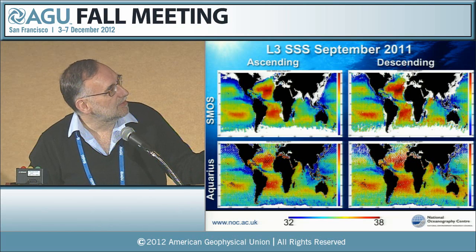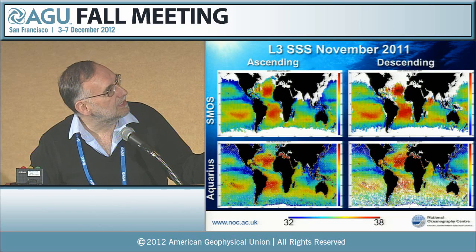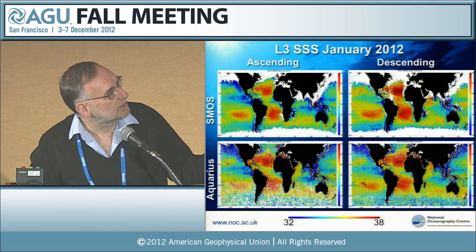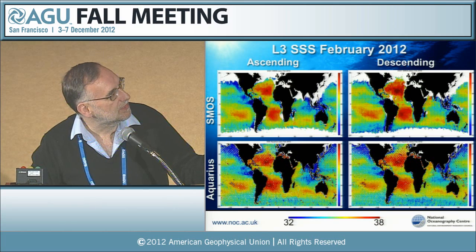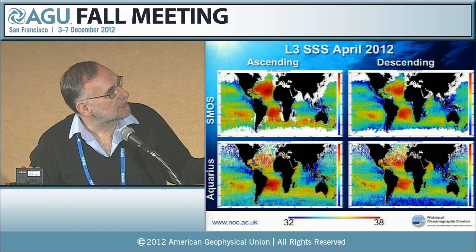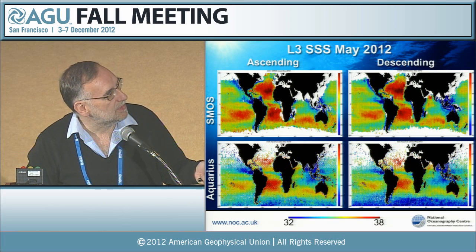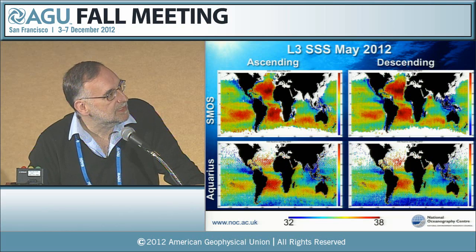In particular, for example, if you look in the Pacific, you can see the changes that are related to the end of the La Niña at the end of 2011, beginning of 2012. And these changes are common between the different data sets. Although if you look closely, you can see that there are differences between the various measurements on ascending and descending passes.